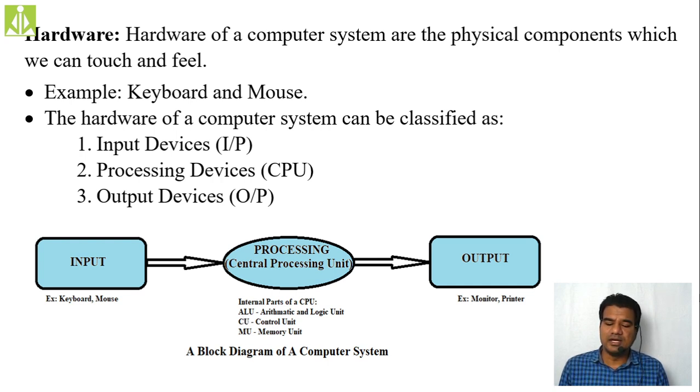Arithmetic and logic unit. CU stands for control unit. MU stands for memory unit. So three things you have to remember: ALU, CU, MU. Arithmetic logic unit, control unit, memory unit. And examples for input devices: your keyboard and mouse. And examples for output devices: your monitor, where the output will be displayed, and the printer, where the output will be printed on paper. So basically, monitor and printer are the output devices, and input devices are keyboard and mouse.